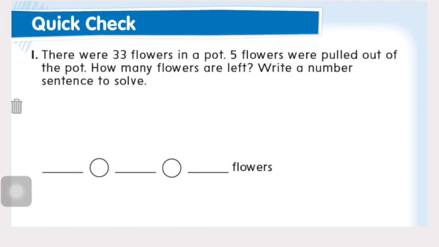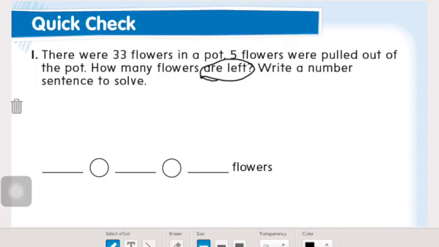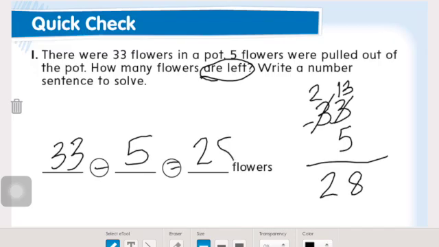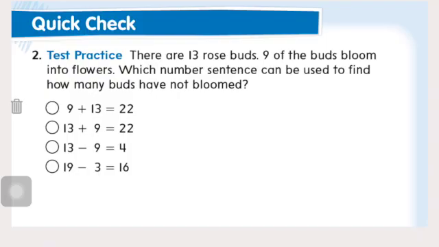There were 33 flowers in a pot. 5 flowers were pulled out of the pot. How many flowers are left? Write a number sentence to solve. So we need to think about what's happening here. It doesn't tell us if we're adding or subtracting, but it does give us a big hint because it says are left. Usually if we're looking at something that's left, it means that we have separated something away. So we're starting with 33. We're taking away 5, so we need to find out how many are left. If I rewrite this up and down, I can go next door, take a 10, break a 10, 13 minus 5 is 8, and bring down my 2. 2 minus 0 is 2, so 28 flowers.